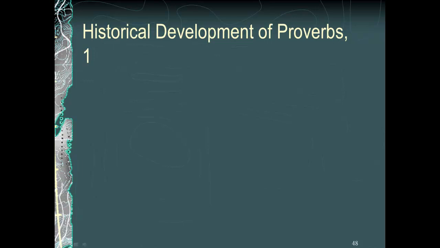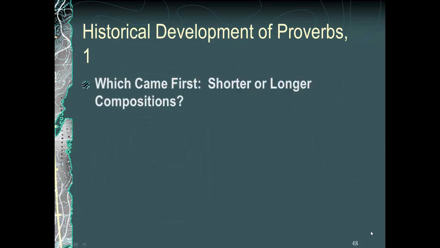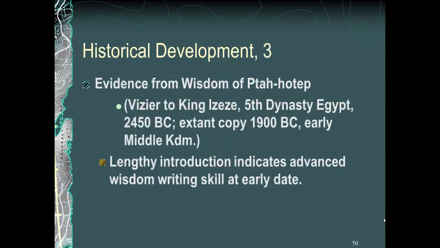Regarding the historical development of Proverbs, it's been suggested that the shorter came first and then the longer. The pithy sayings came first and then the longer compositions were much later. Over against this hypothesis, it's worth being aware that from the Nile culture we have evidence from a document known as the Wisdom of Ptahhotep.